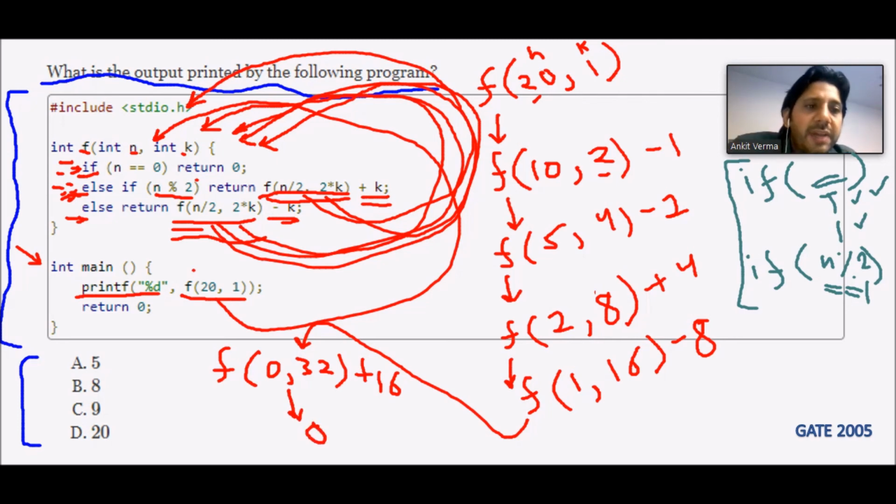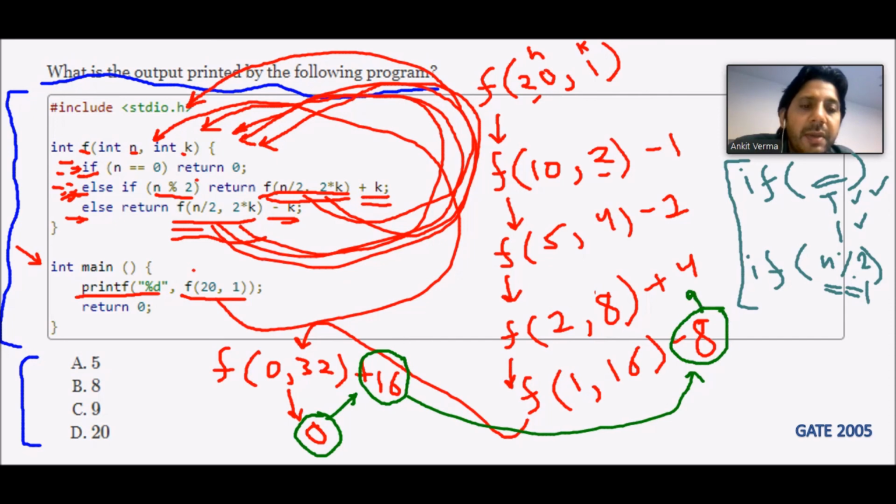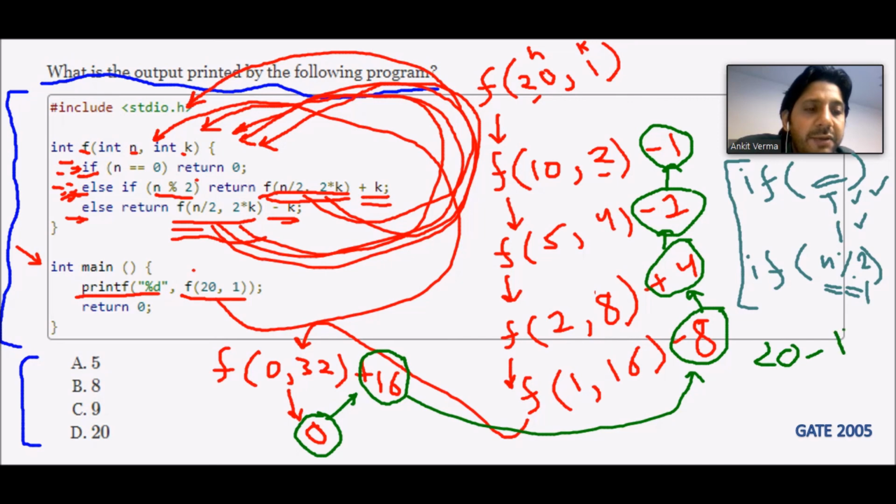Now the return is coming back. First we are taking 0. Then it is considering plus 16, then coming back considering minus 8, again coming back considering plus 4, again minus 2, and again it is coming to minus 1. So there we have the result, which is 20 minus 11, which is equal to 9. And the answer is option C. So C is the answer of this particular program.